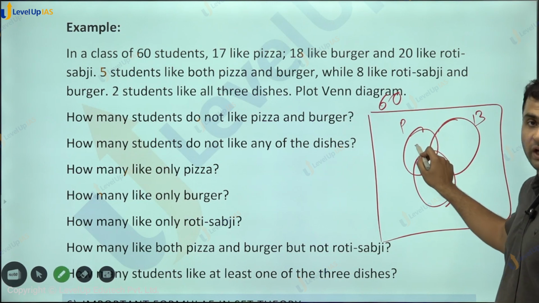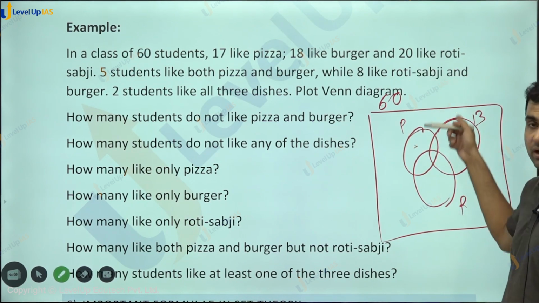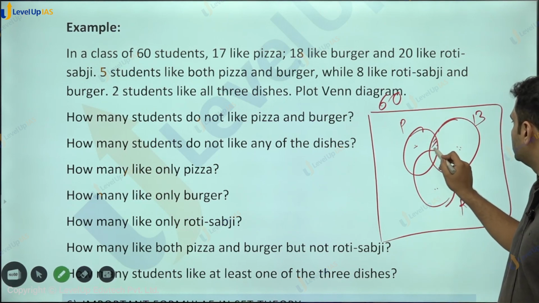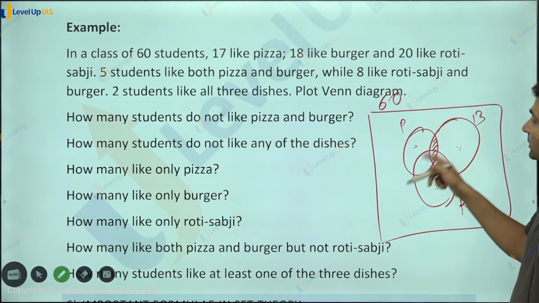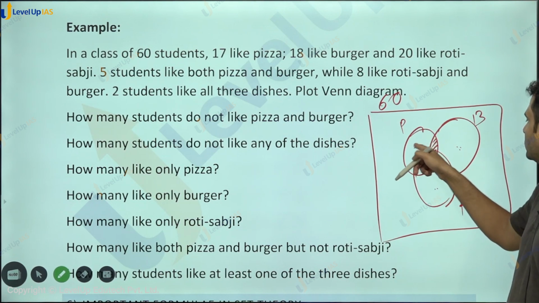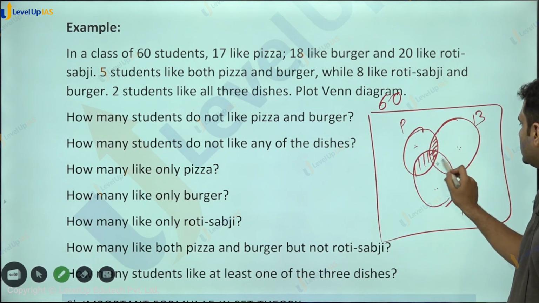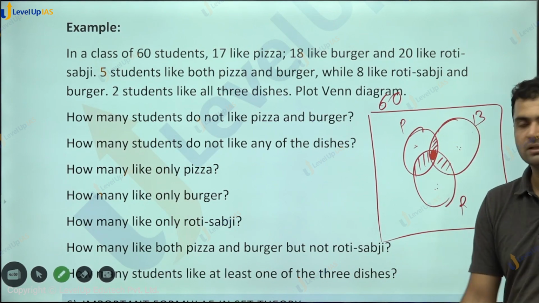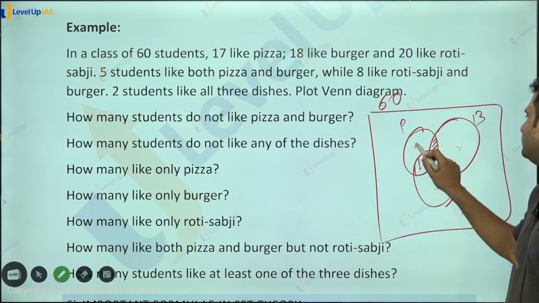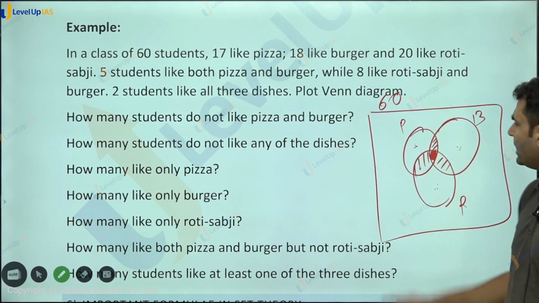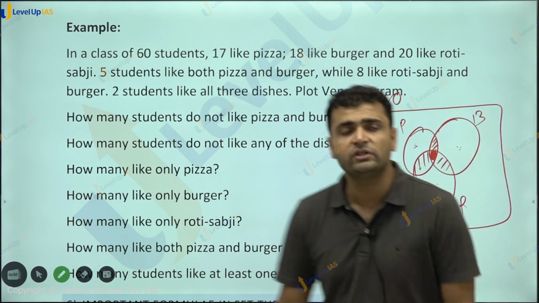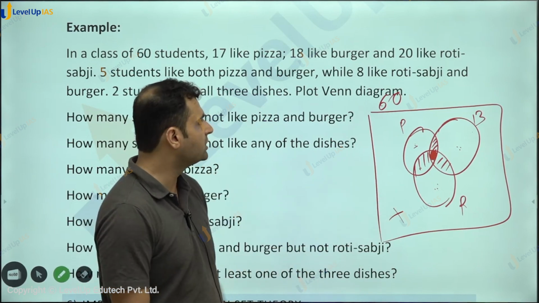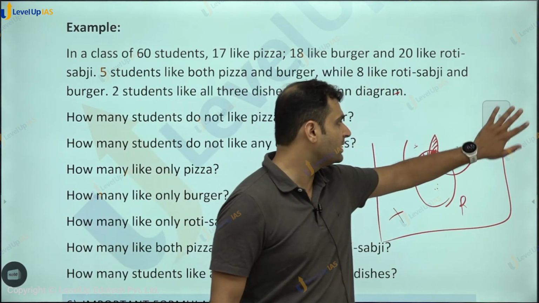These are the people who only like pizza, just plot it. These are the people who only like burger. These are the people who only like roti sabzi. These are the people who like both pizza and burger. These are the people who like both pizza and roti. These are the people who like both burger and roti sabzi. And in the middle we have people who like all three dishes. These are the people who like only pizza and roti, not burger, etc. So I hope it is visually clear which region corresponds to which. And the outside are the people who do not like any of the dishes. Just plot the information and answer the questions.